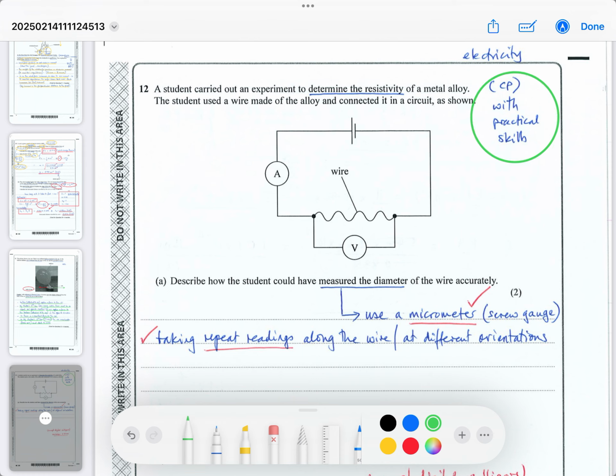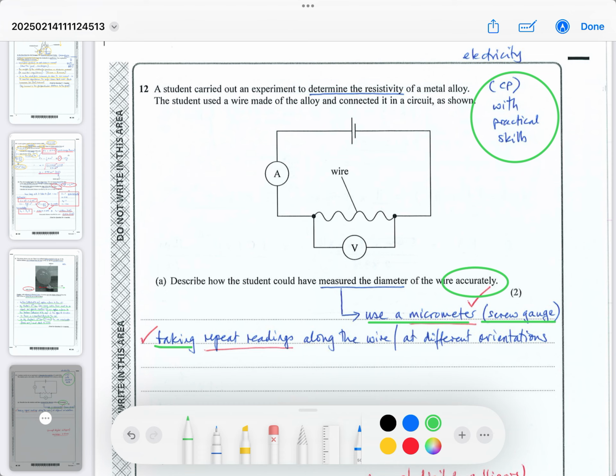How did you measure the diameter of the wire when you did it? Yes, so describe how the student could measure the diameter of the wire accurately. I should have read, accurately. So accurately is the second mark. How he could have measured it is obviously with a micrometer. Full name is micrometer screw gauge, because it's got its screw that you have to use carefully so you don't produce too much force on it and cause it to have a zero error.